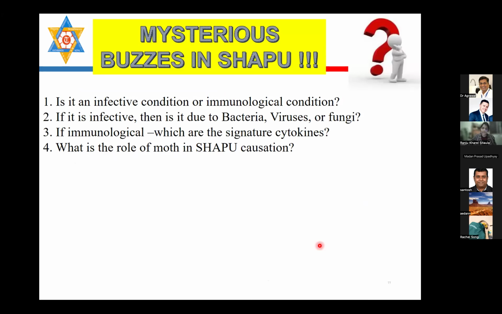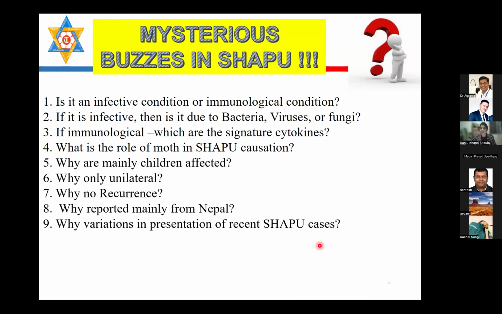Even after some of these works, we are still surrounded by a few mysteries in SHAPU, like whether it's an infective or immunological cause. If it's really an infection, which is the sole organism that can be blamed, which virus or bacteria or fungus. If it's an immunological cause, which are the signature cytokines, and how the moths are actually causing this SHAPU. That relation has to be studied. Why mainly children, why unilateral, why recurrence? We are yet to find the answers to these questions.